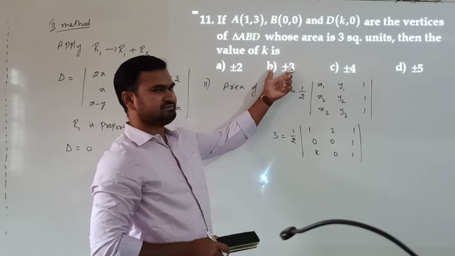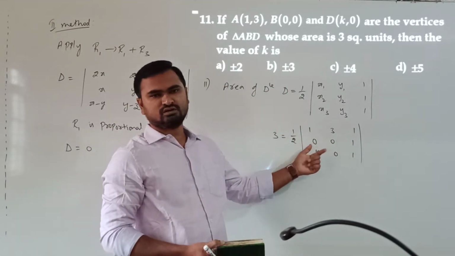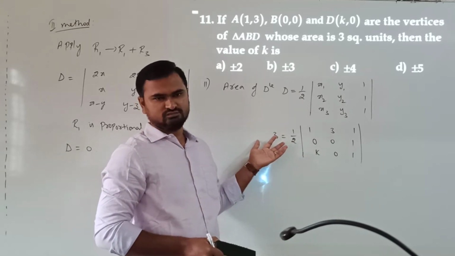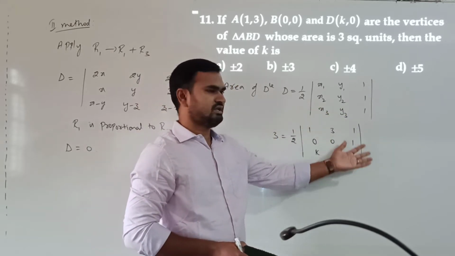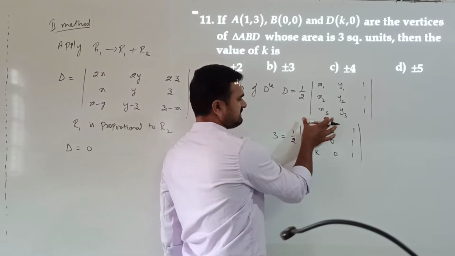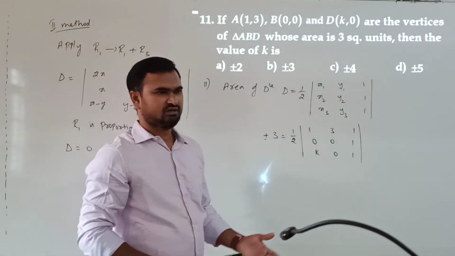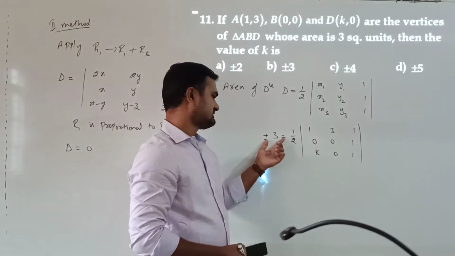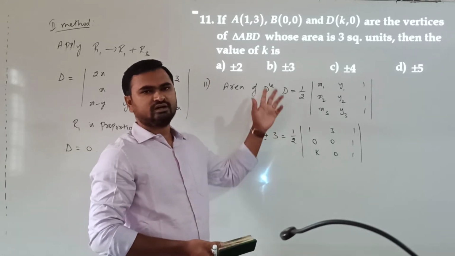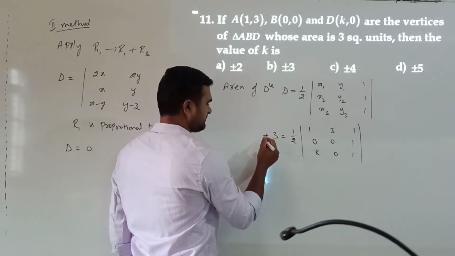Now the area is 3 square units, which means this determinant has modulus 3. The determinant value may be positive or negative, but area cannot be negative. So whenever we take the area, we have to take its modulus. Modulus of this value is 3 means this value can be plus or minus 3. Area cannot be negative, so we take it as a positive value only. So its value is plus or minus 3.